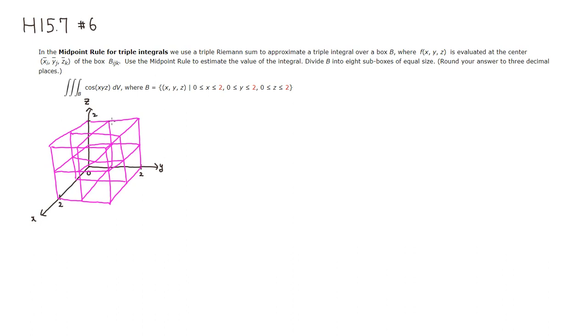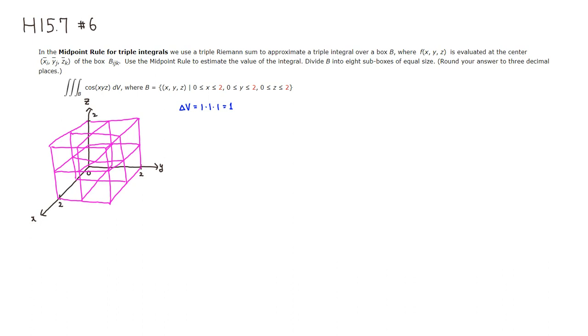Let's find the delta V first. Each cube is going to be 1 by 1 by 1, so it's 1 times 1 times 1, which is actually 1. In order to do the midpoint, you have cosine of x, y, z. So let's look at the first box.